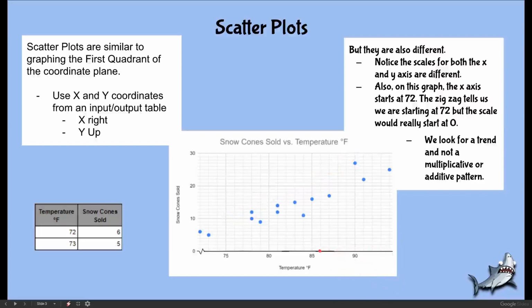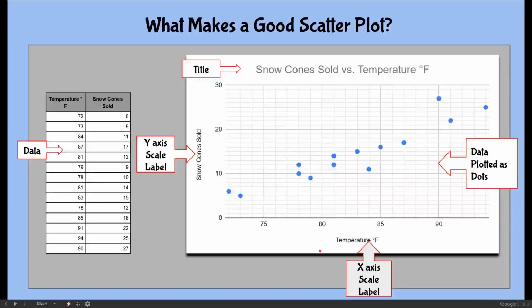All right. So what makes a good scatter plot? We need a title: snow cones sold versus temperature in degrees Fahrenheit. We don't have to have the versus here, but since it's two sets of data, it doesn't hurt to have that on there. It really explains what it's all about.